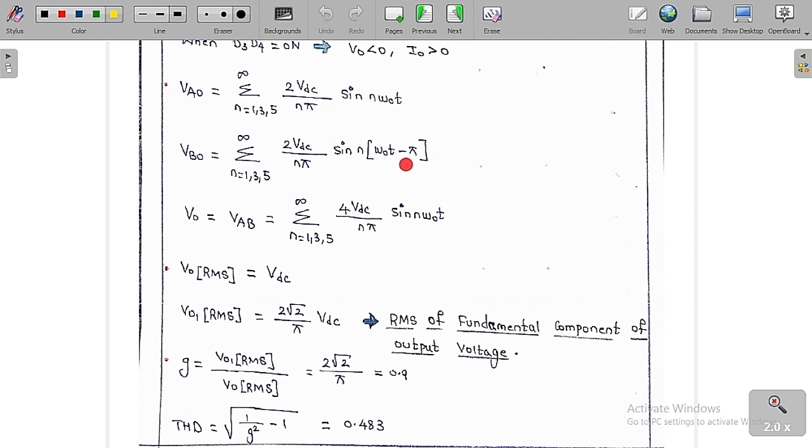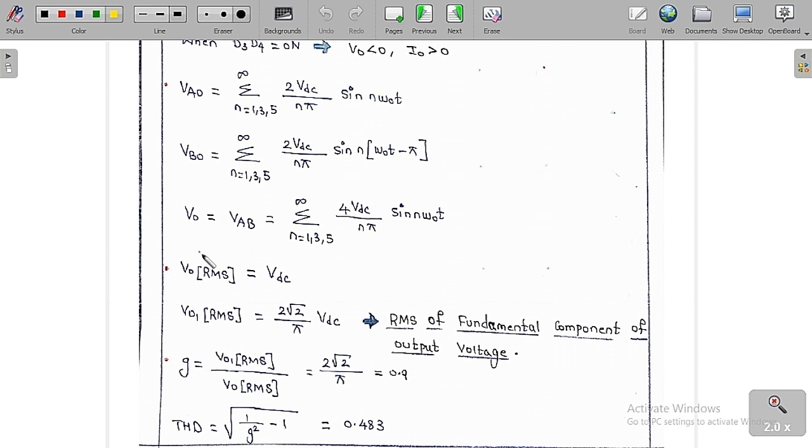So n omega naught t minus n pi. This is the way it is going to delay by pi. It is going to delay by n pi. So therefore that is the thing that you are going to get for these things. So after simplifying, we are going to get sigma n equal to 1, 3, 5 up to infinity, 2 into VDC by n pi sine of n omega naught t minus n pi. So this is VB0.